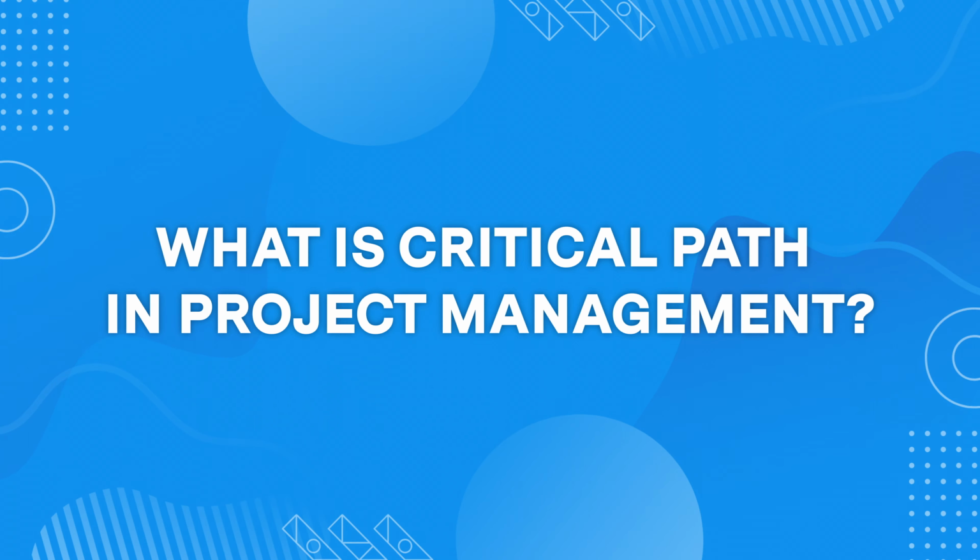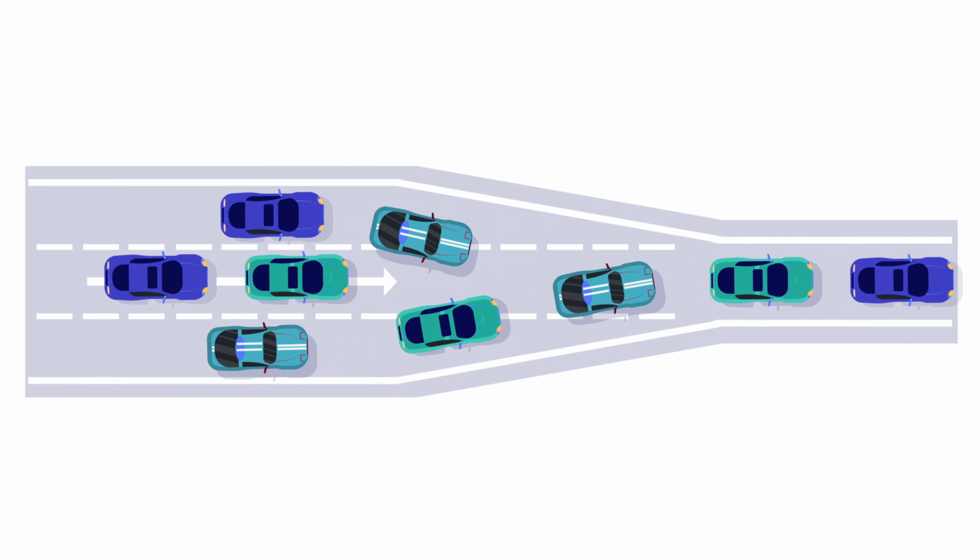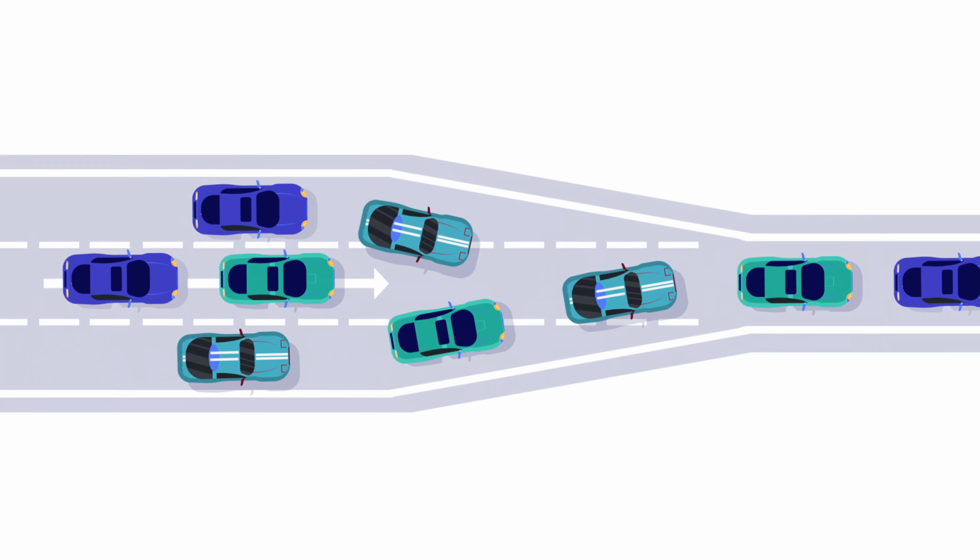Part 1. What is the critical path in project management? In project management, the critical path refers to the longest sequence of dependent tasks that must be completed on time so the entire project can be finished as scheduled. It's more like a bottleneck route in a traffic network, where any delay can directly impact the entire project's timeline.